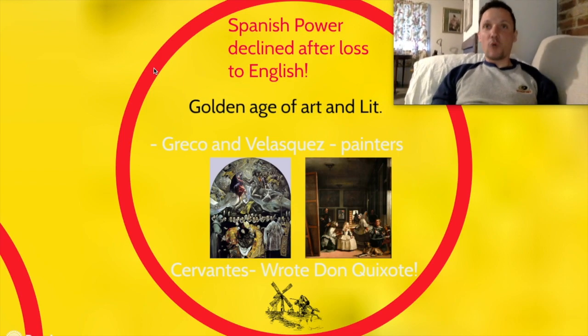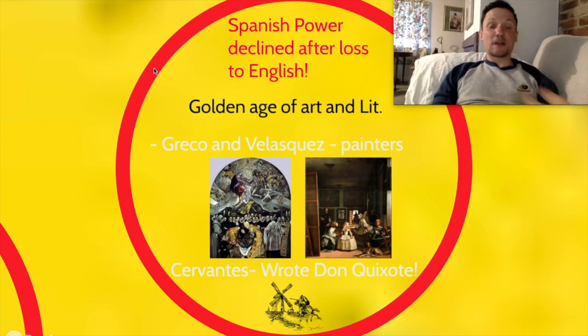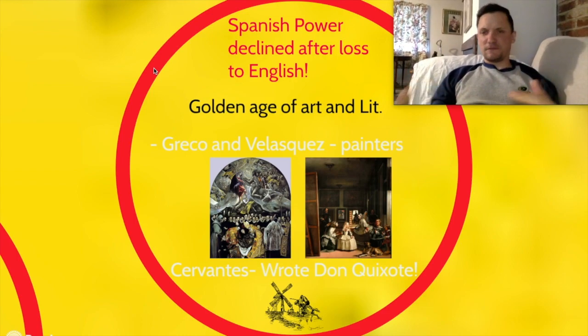However, Spanish power is going to begin to decline after the loss to England. A lot of this is due to inflation, the fact that they kicked all the Jews and the Muslims out, and a lot of different things. But before all this happens, Spain is going to go through a golden age of art and literature.